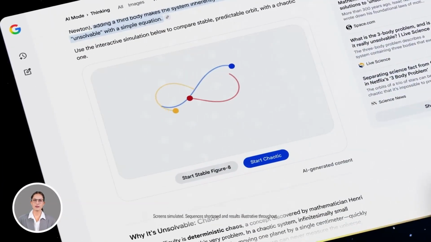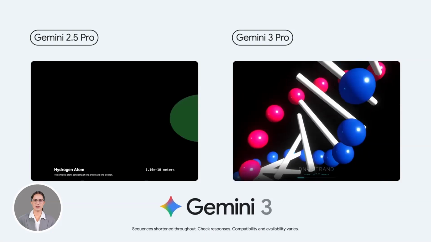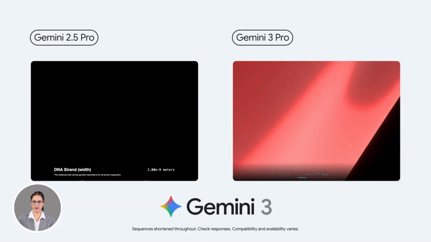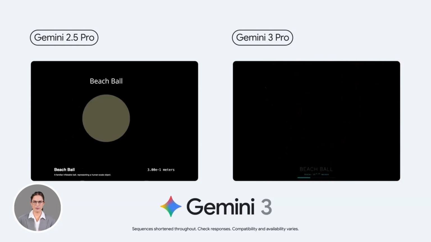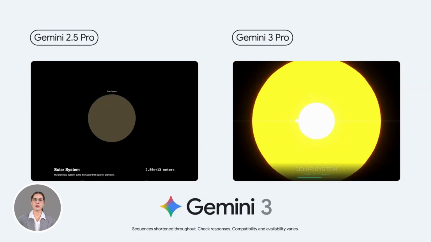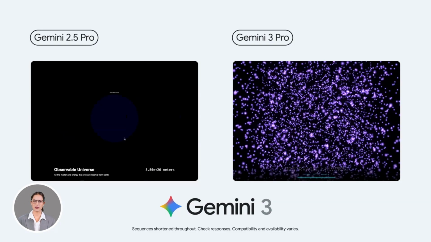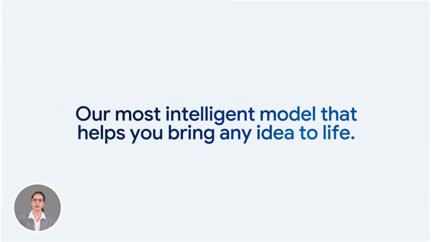Then there's Gemini 3 Pro, available when you select thinking mode. This is for complex problems: advanced math, detailed code, multi-step reasoning. It's slower than Flash, but much more capable for difficult tasks. Both models are in the Gemini app right now. You can switch between them depending on what you need.